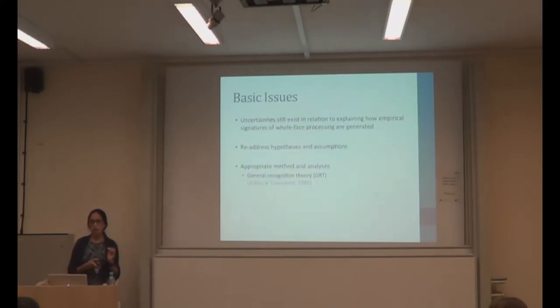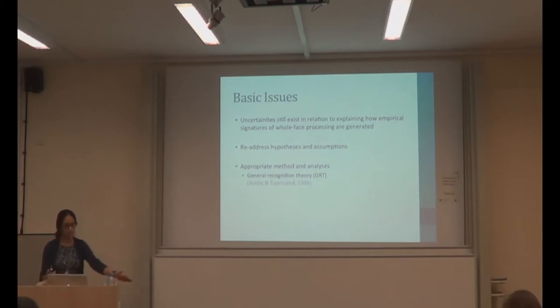So there are some really fundamental issues with the face processing literature, and I guess the key one is that there are still uncertainties in explaining how these empirical signatures are actually generated. What is configural processing? What is the nature of configurality? To understand this, you have to readdress the hypotheses and assumptions behind how configural processing works. Face processing is assumed to be perceptual in nature, using formal tests that address the assumptions and hypotheses rather than theories.